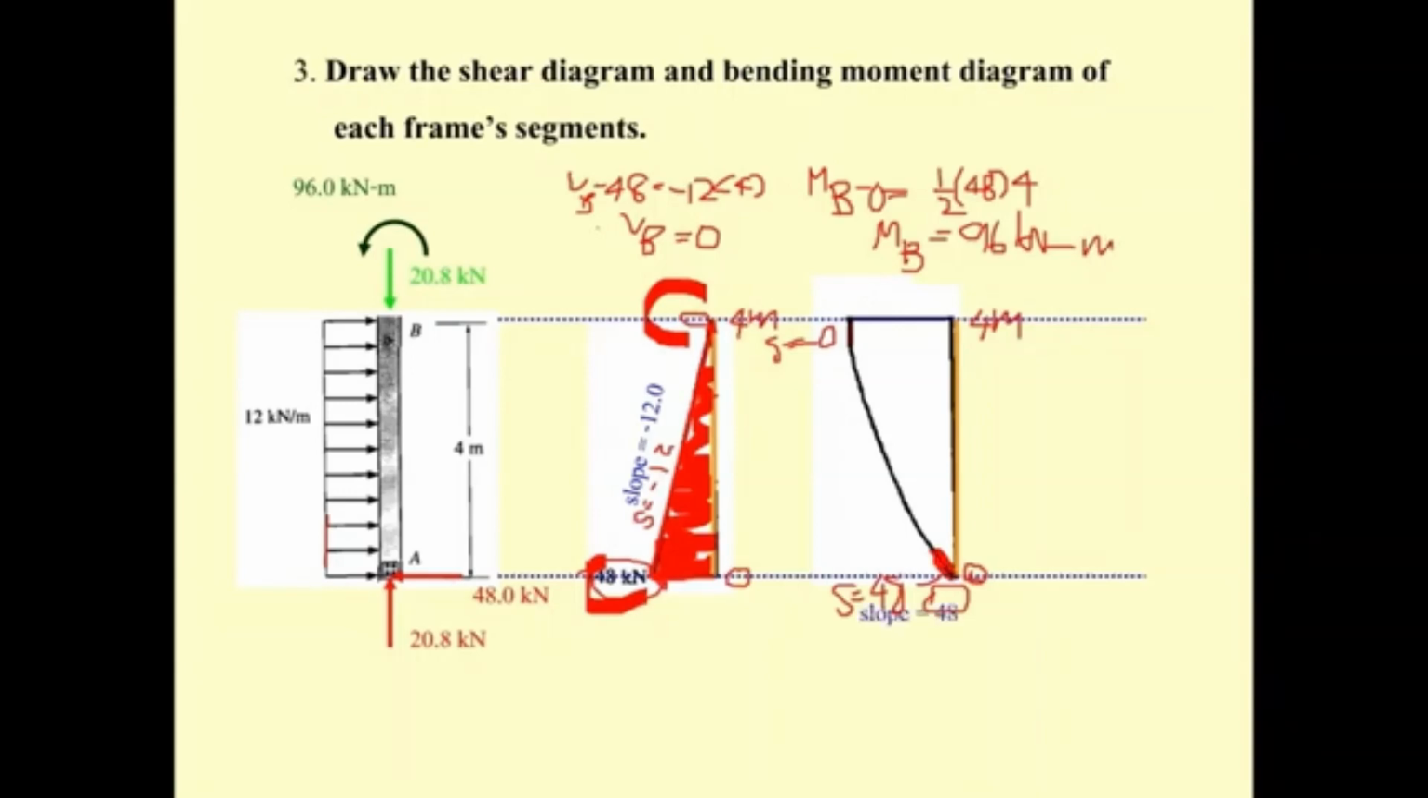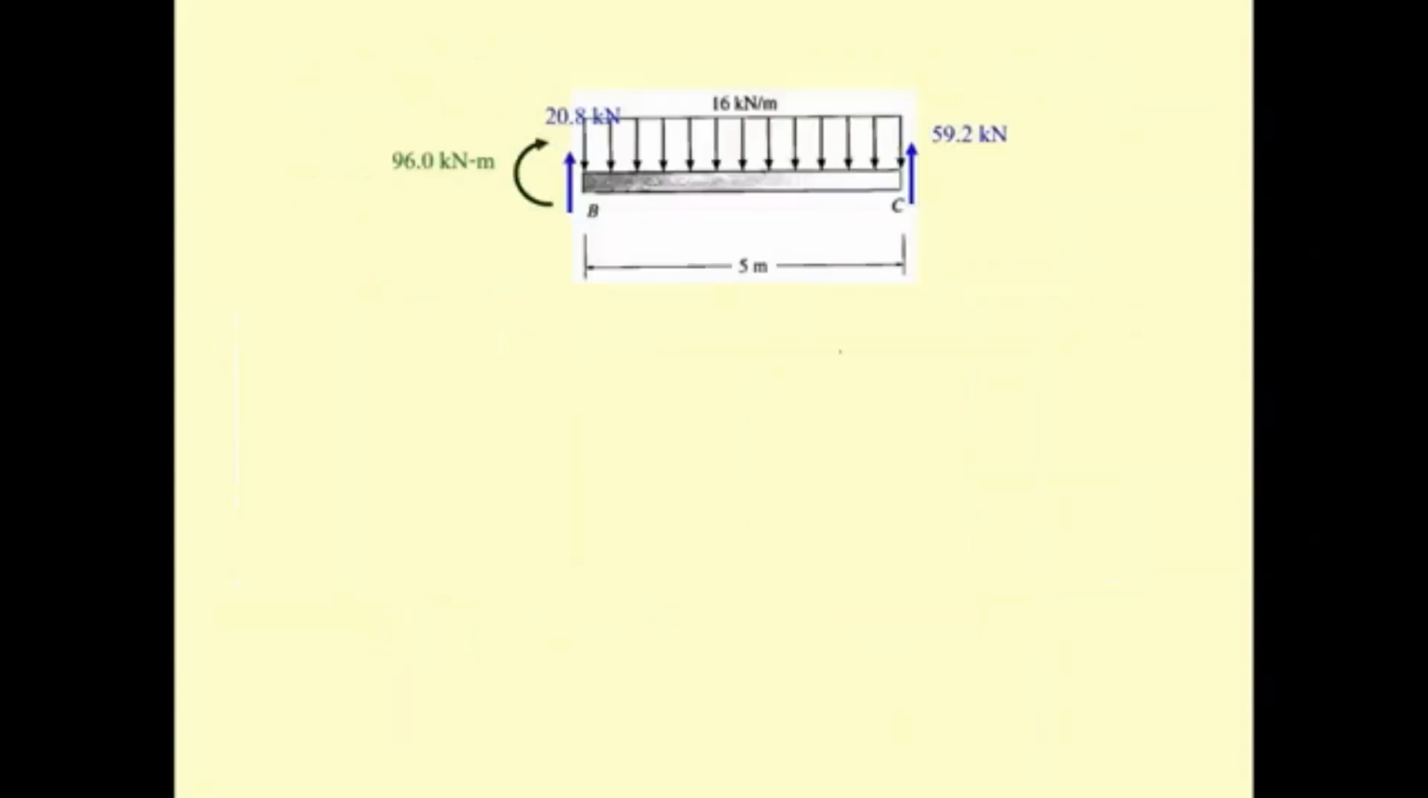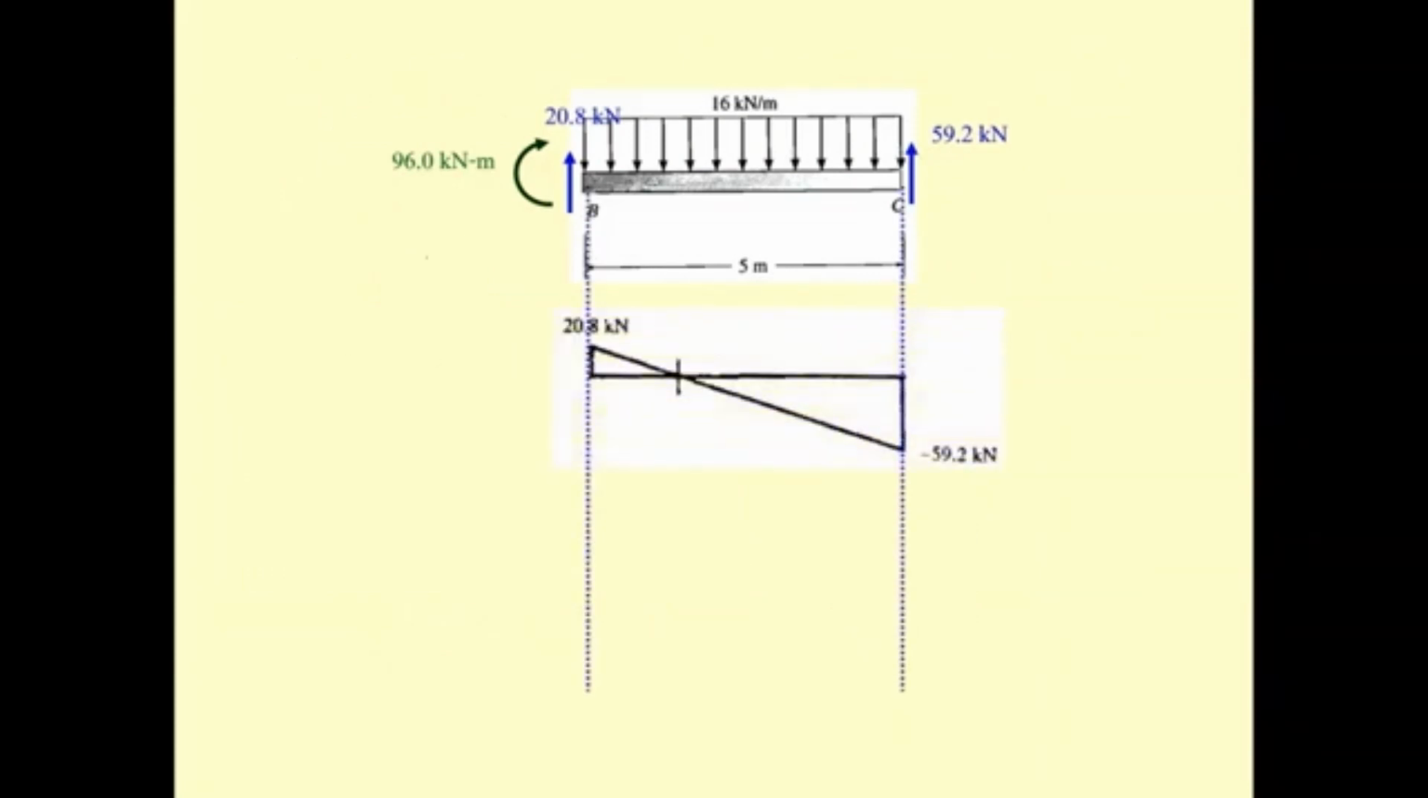Next, take a look at the beam BC. From this, we have a slope of 48, this slope equal to 0, and then you take this of 96. For the beam BC, again, we draw the shear diagram, and we start with B. The B has a shear of 20.8. Up to this one, and then you move up, you get the distributed force of 16.